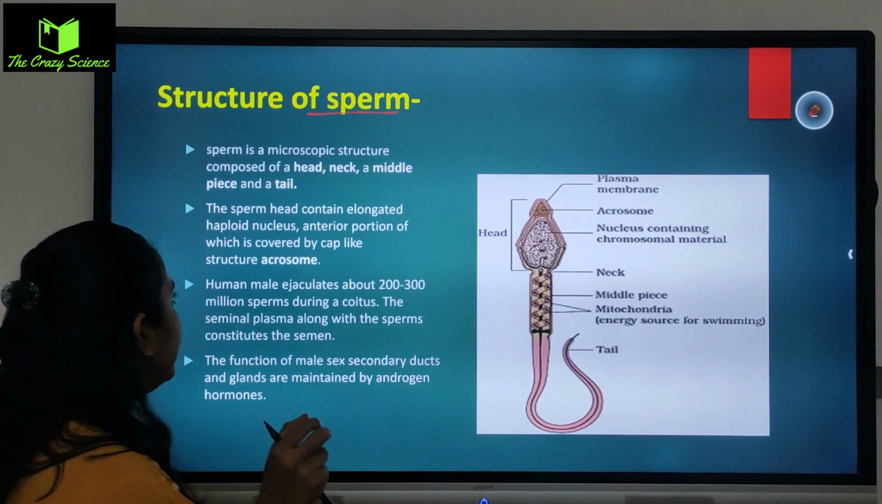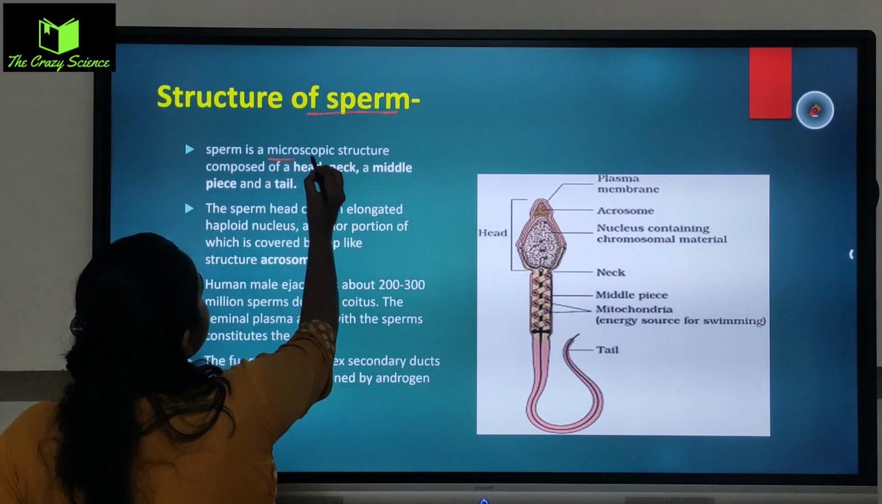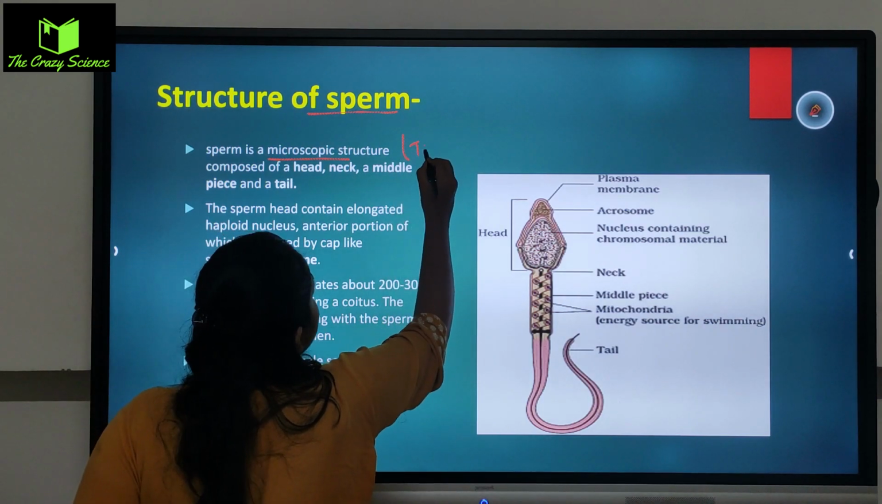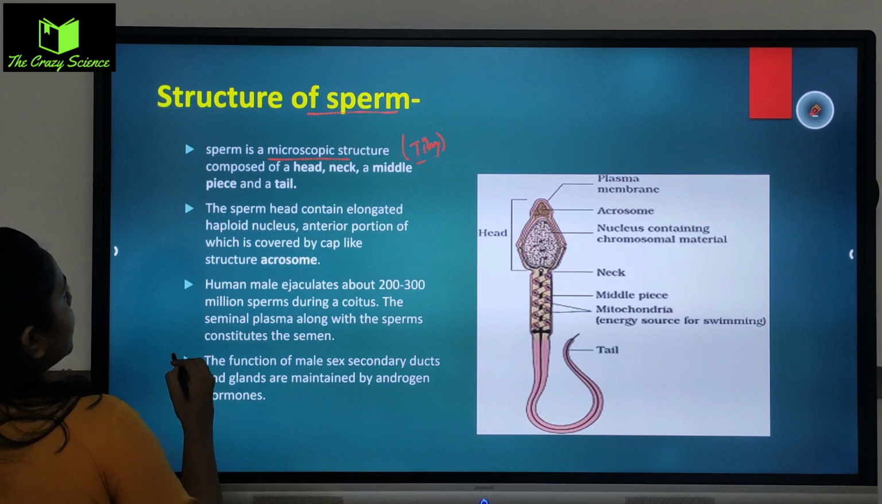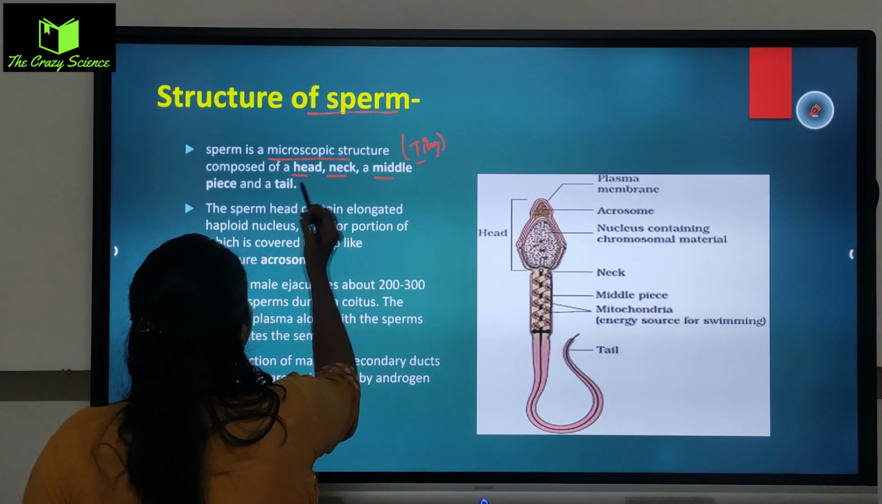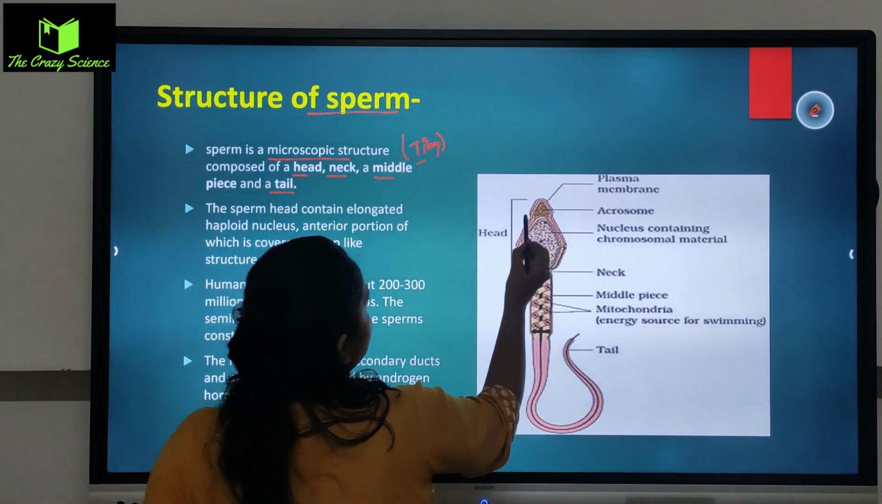gamete in the body. The sperm is microscopic in structure. I already said they are very tiny in structure, and the smallest cell you can say, composed of the head, neck, middle piece and the tail. So this is the head.